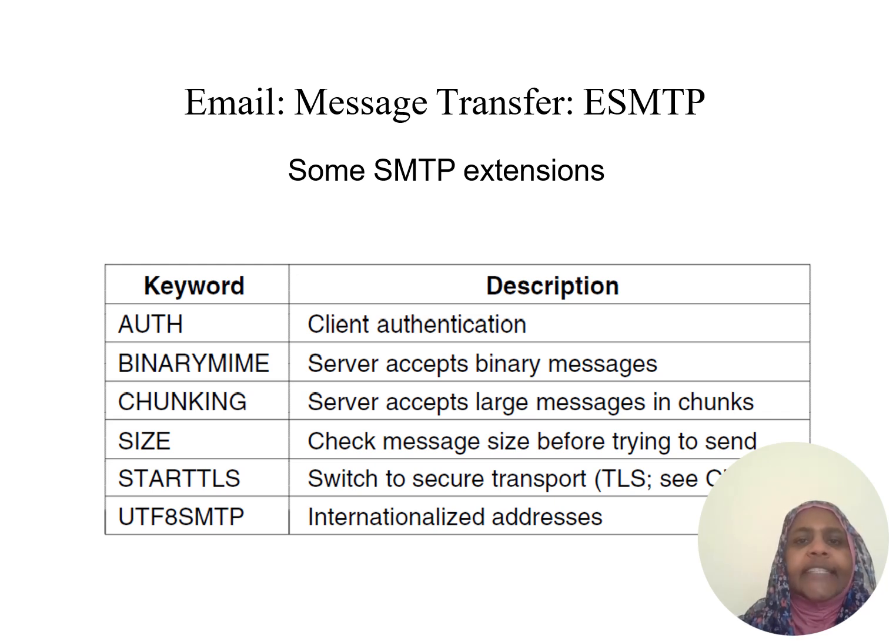Simple Mail Transfer Protocol has extensions. The main concern was security. That's why extensions like authentication and STARTTLS are both for security. Binary stream, that service accepts binary messages, because the oldest type of messages were ASCII, which is different from binary. ASCII works with 7 bits, while binary works with 8 bits. Chunking, that's the server accepts large messages in chunks.